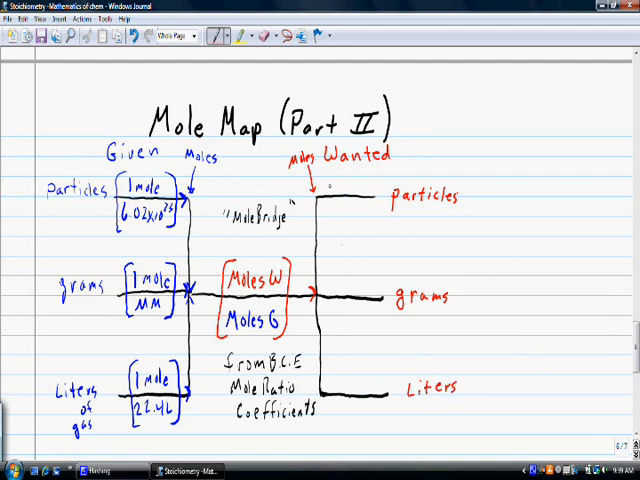In this case, if I want to go from moles of wanted to particles, I multiply by Avogadro's number over 1 mole. If the lab or the question calls for me to convert to grams of wanted, then I just multiply by the molar mass over 1 mole. And if I need to get to liters, then we know the ratio is 22.4 liters for every 1 mole.